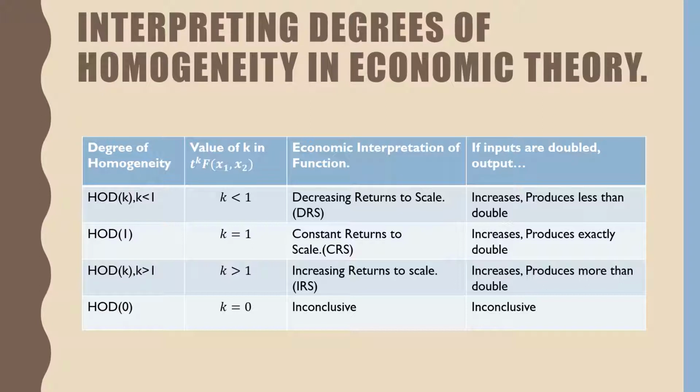And if we have a degree of homogeneity which is equal to 0, meaning that we're unable to pull out the t terms, or a non-homogeneous function, then we have inconclusive results in terms of whether or not there exists any type of returns to scale on it, or any specific type of returns to scale on it. So that's homogeneous functions.